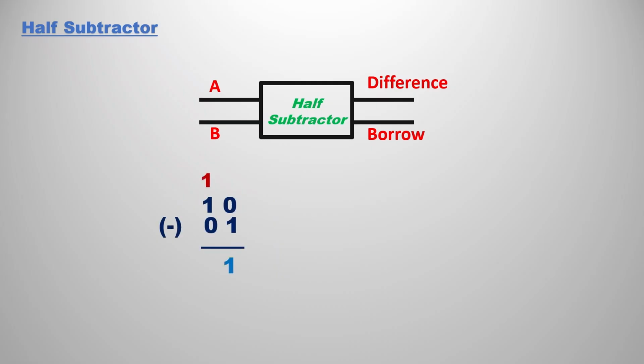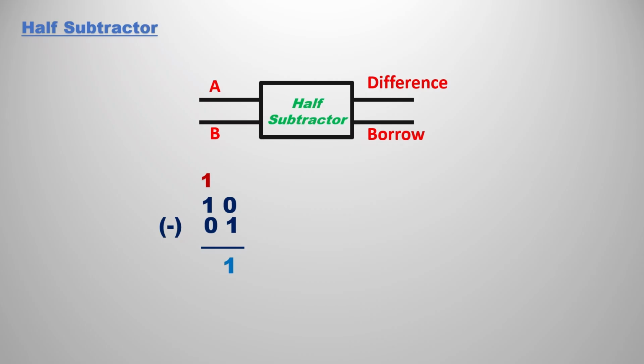Now let's discuss what is the main importance of the full subtractor. Up to now we have the half subtractor. The half subtractor can perform subtraction between only two binary digits. It cannot perform subtraction between three binary digits.